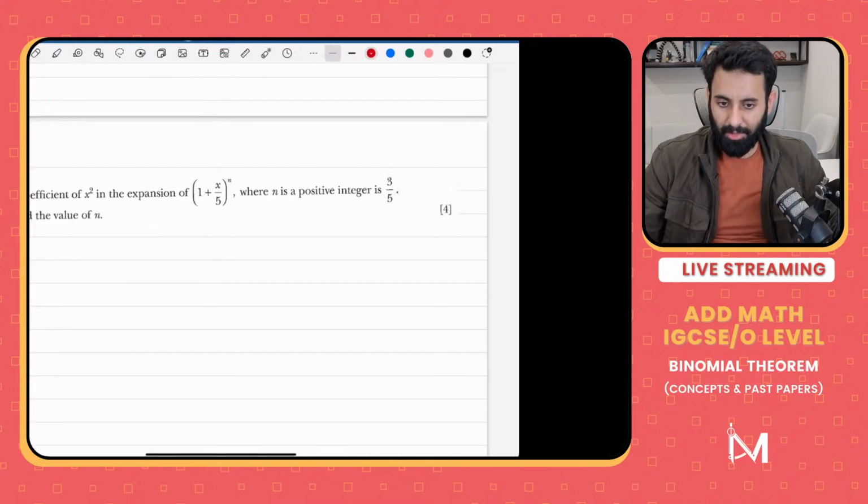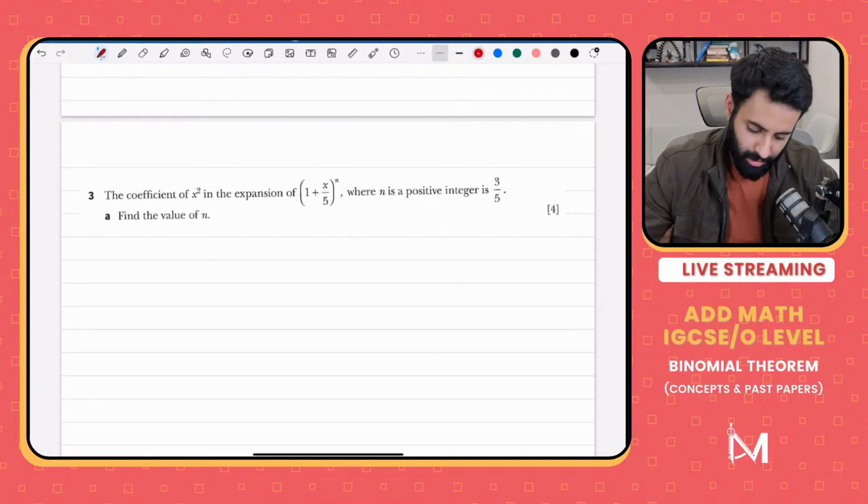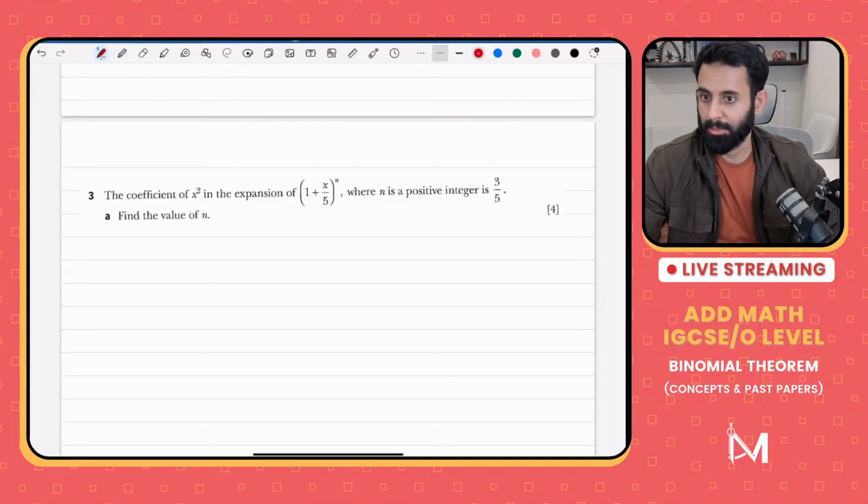Okay, so do we have the answer? N is equal to 6. Good job. N is 6. That's correct. So here's how this works.